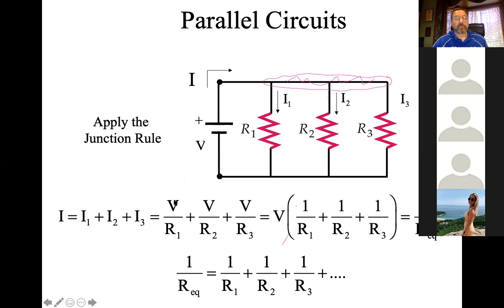Remember, Ohm's law is still the voltage is equal to I times R. This time I'm solving for the currents. So it's the voltage divided by the resistance is the particular current. I1 is the voltage divided by resistance 1. The voltage divided by resistance 2 is I2. And of course, voltage divided by resistance 3 is I3. And so I've made that substitution.